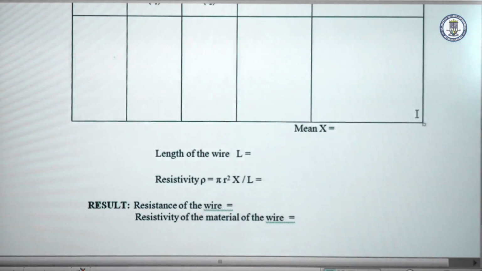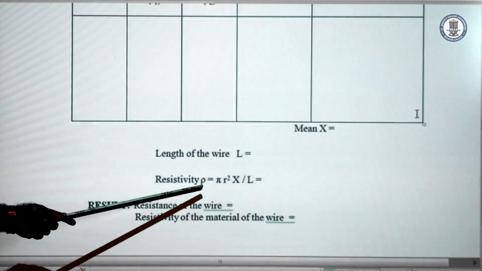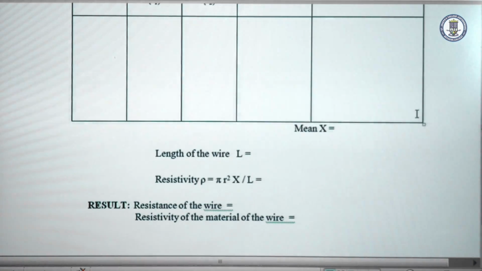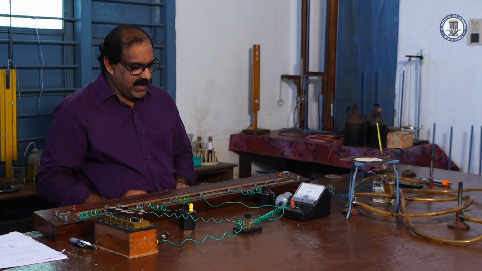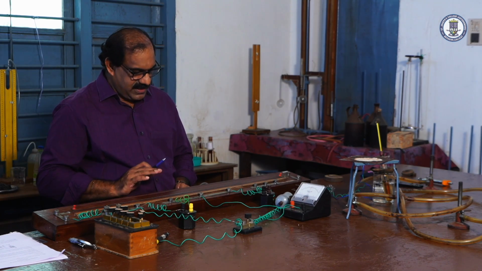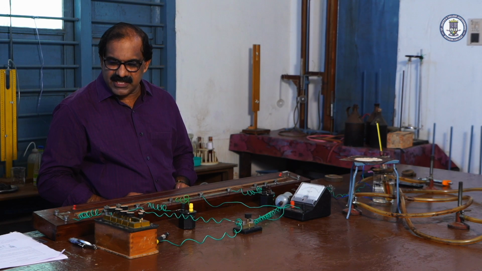Then the mean X is calculated, the length of the wire is noted, and the resistivity is calculated by knowing the radius also, pi r square X by L. So, we obtained the result. Now, coming to the experimental setup, how we are using the Carey Foster bridge for the determination of resistance and resistivity.